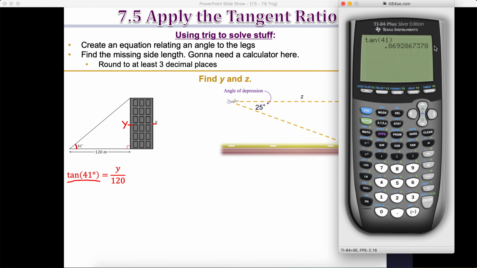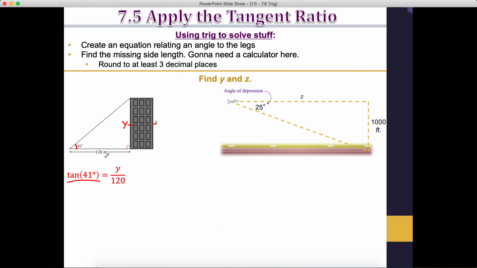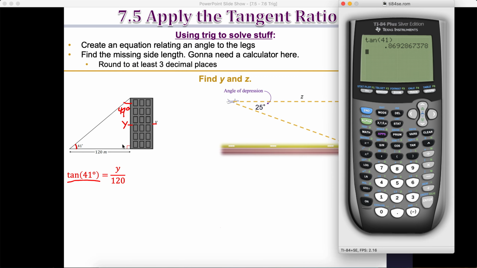Fine. So the way to interpret this, what we should say from this is that the opposite to adjacent ratio is essentially 0.869 to 1. What that means is basically that y is going to be like 87% of 120. Let's think about this for a second. This angle right here is 49 degrees because it has to be, because this is a right triangle. So since 120 is opposite the 49 degree angle, we would expect it to be bigger than y, because y is opposite a smaller angle. Bigger angle is opposite bigger side, smaller angle is opposite smaller side. So that indicates that y is going to be smaller. And how much smaller? It's going to be like 87% of it.